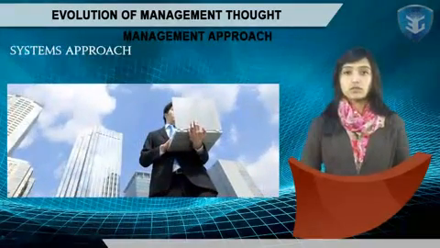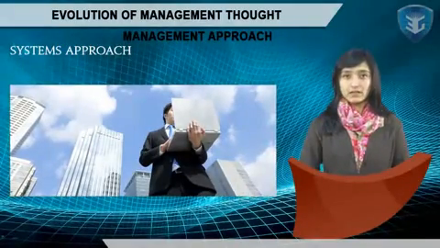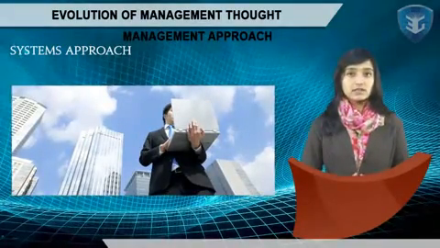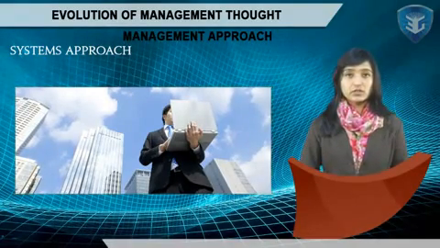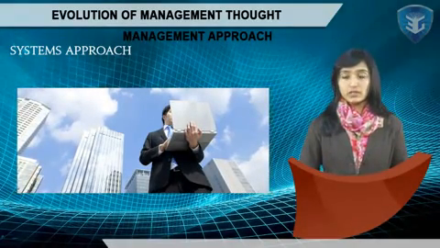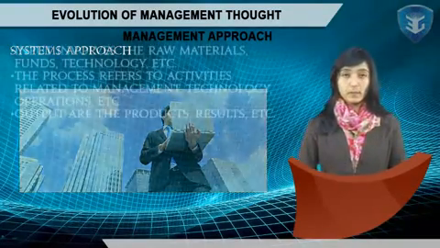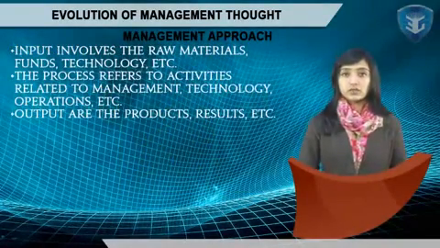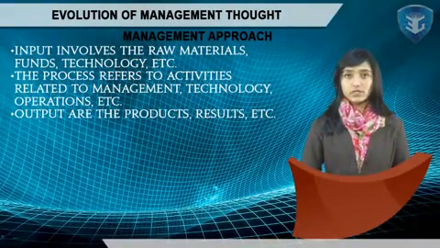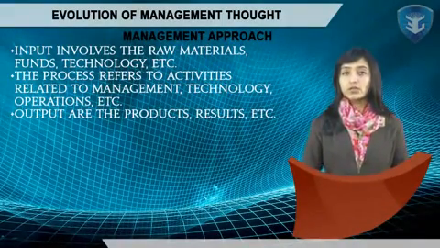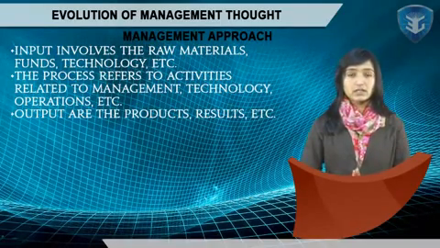Systems approach. The systems approach to management is a concept which views a company as an interconnected purposive system that consists of several business sections. The entire system can be broken into 3 parts, namely input, process and output. Input involves the raw materials, funds, technology, etc. The process refers to activities related to management, technology, operations, etc. Output are the products, results, etc.